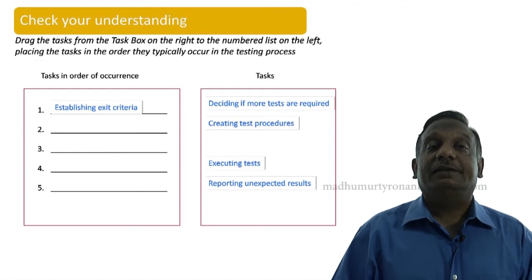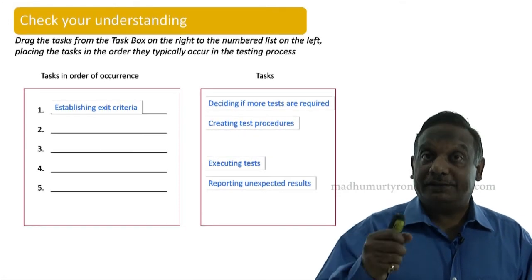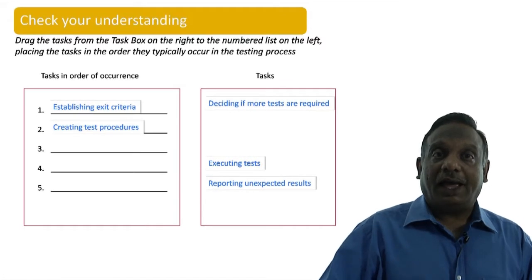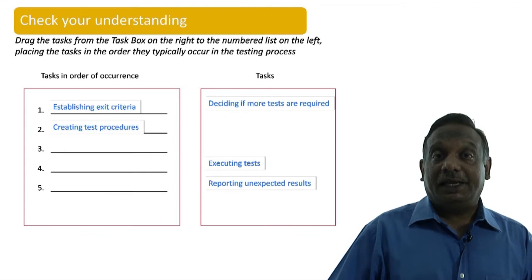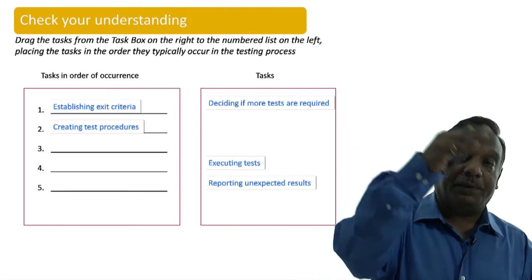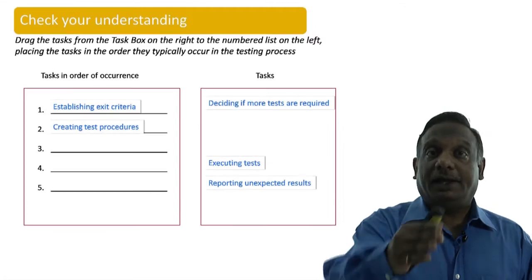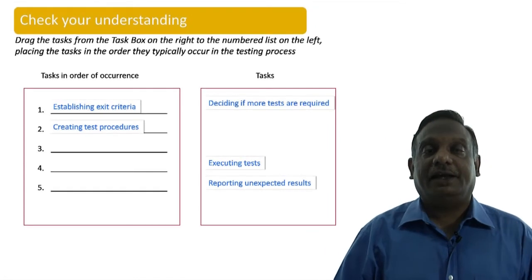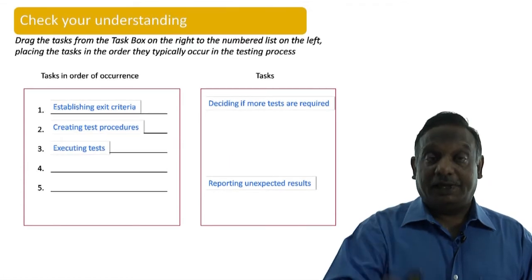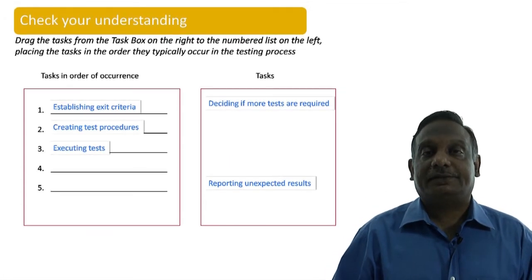So what is the second one? Yes, that is creating test procedures. That is what happens during your test implementation activity. Thinking about test procedures will happen in test analysis and design, but in this list, this is the second from a chronological order. The third one is, yes, executing tests.